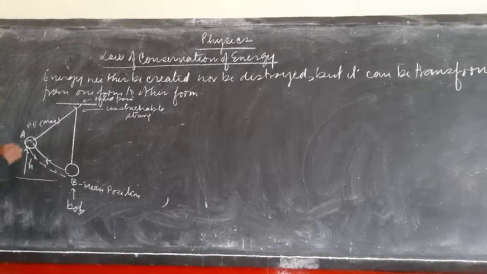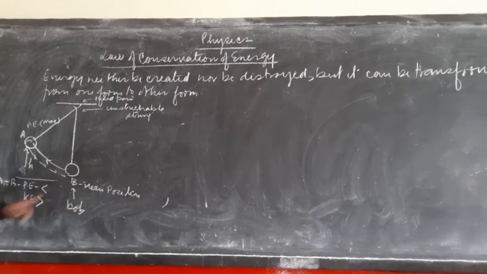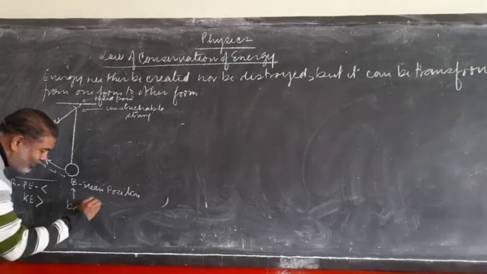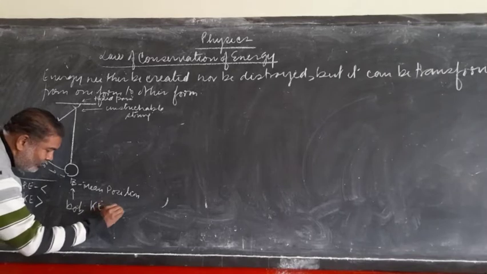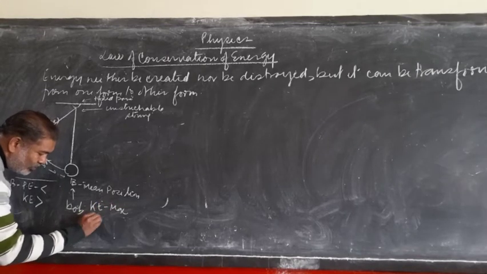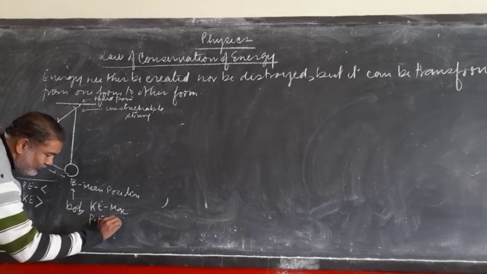Now here this bulb is coming towards position B, the mean position. So from A to B, what happened? The maximum potential energy decreases, and kinetic energy increases. At B, it will attain the maximum kinetic energy, and here potential energy becomes minimum.